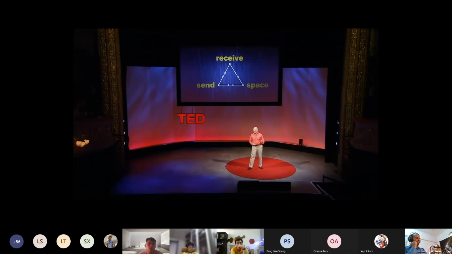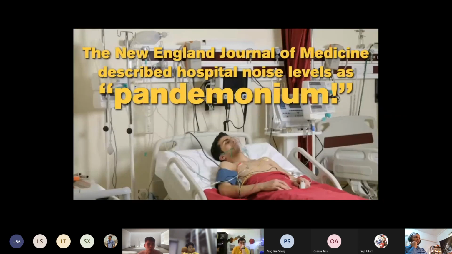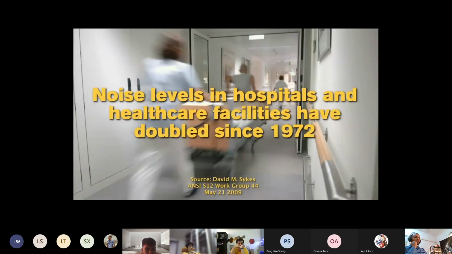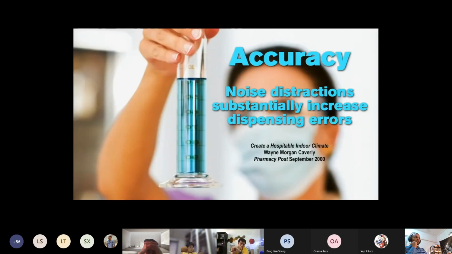Let me give you some examples from a couple of areas which I think we all care about: health and education. When I was visiting my terminally ill father in hospital, I was asking myself, how does anybody get well with sound like this? Hospital sound is getting worse all the time. Noise levels in hospitals have doubled in the last few years. And it affects not just the patients, but also the people working there. I think we would like for dispensing errors to be zero, wouldn't we? And yet, as noise levels go up, so do the errors in dispensing made by the staff in hospitals.